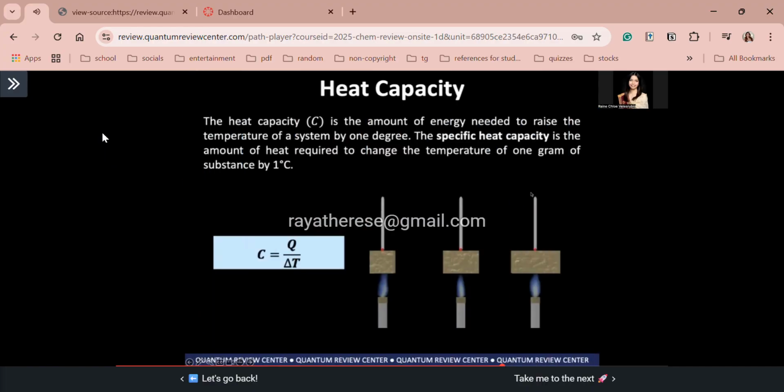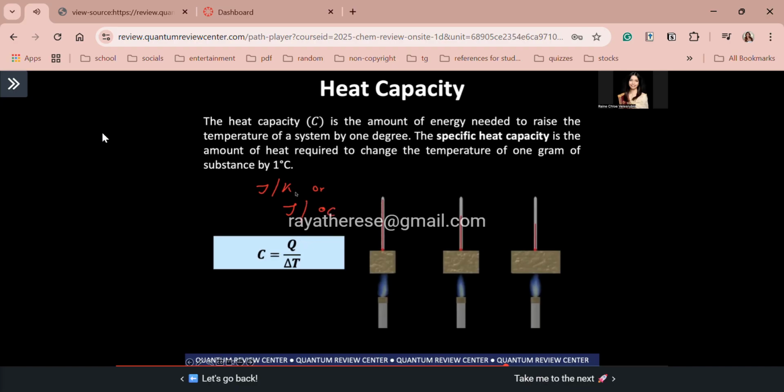Okay? So, heat capacity C is the amount of energy needed to raise the temperature of a system by 1 degree. So, the specific heat capacity is the amount of heat required to change the temperature of 1 gram of substance by 1 degree Celsius. Okay, so here we have the heat capacity. So guys, the heat capacity for a given matter depends on its size or quantity. Thus, heat capacity is an extensive property. Specifically, ang units ng heat capacity ay J over K or J over degrees Celsius.